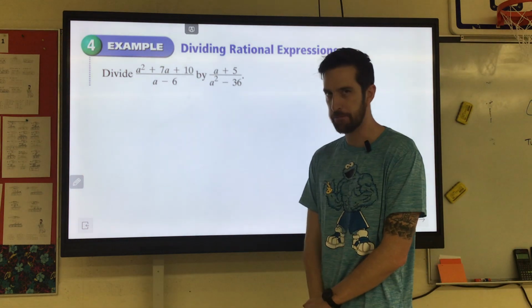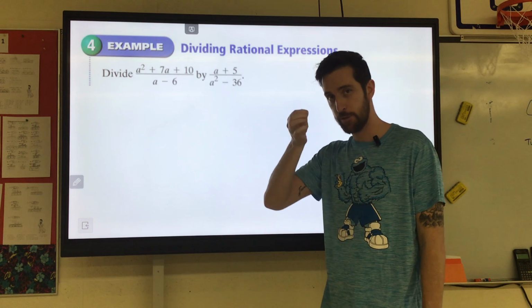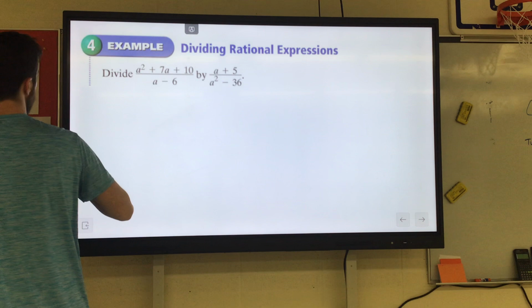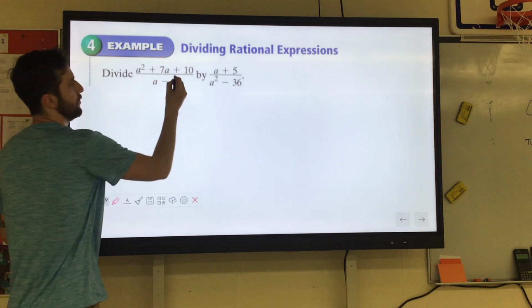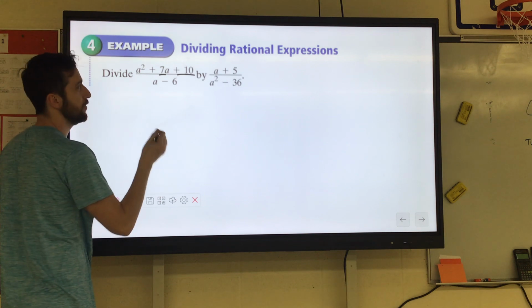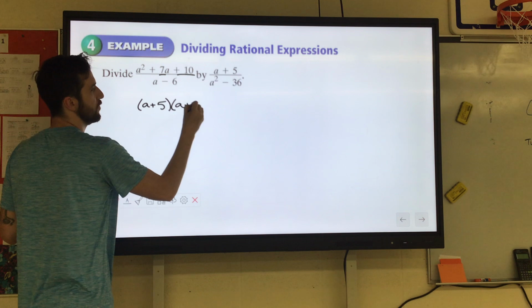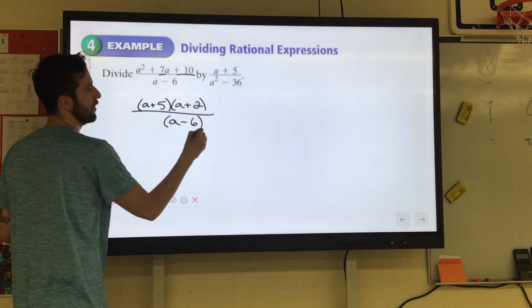Division, it's the same thing. We're going to change it to multiplication. We're going to do the keep, change to multiplication, and flip the second fraction. So the first fraction, let's factor everything. Factors of 10 that add up to 7 would be 5 and 2. So that'd be a plus 5 times a plus 2. Our denominator, a minus 6, we can't do anything with that.